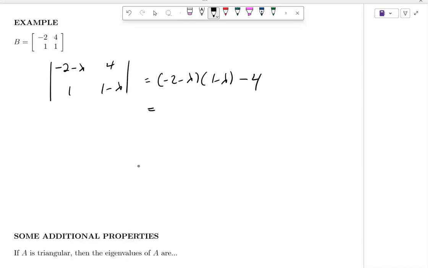If we multiply everything out here, we'll get a lambda squared. I've got plus 2 lambda minus 1 lambda, so I'd have a plus lambda minus 2, and then minus 4 is still on the end. So you get lambda squared plus lambda minus 6.